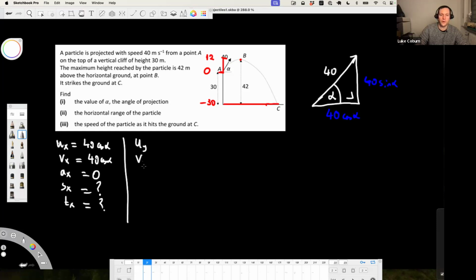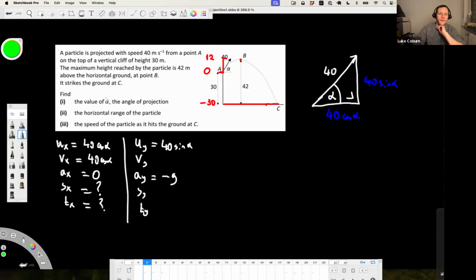Now the vertical component. So uy, vy, ay, sy, and ty. So obviously ay is equal to minus g. Minus because basically by sending the particle upwards, we impose that that is the positive direction. So we basically set that that is the positive direction, okay, 40 sine alpha is that one there. And then, okay, so let's start to write in what we know.